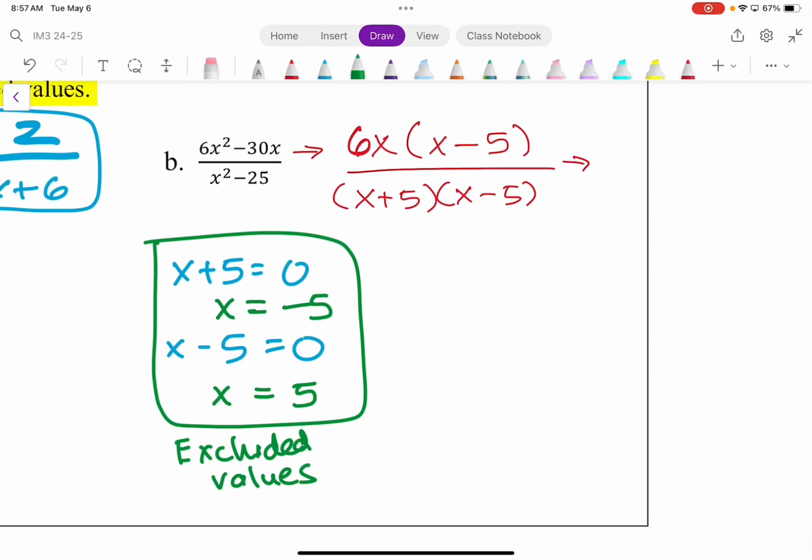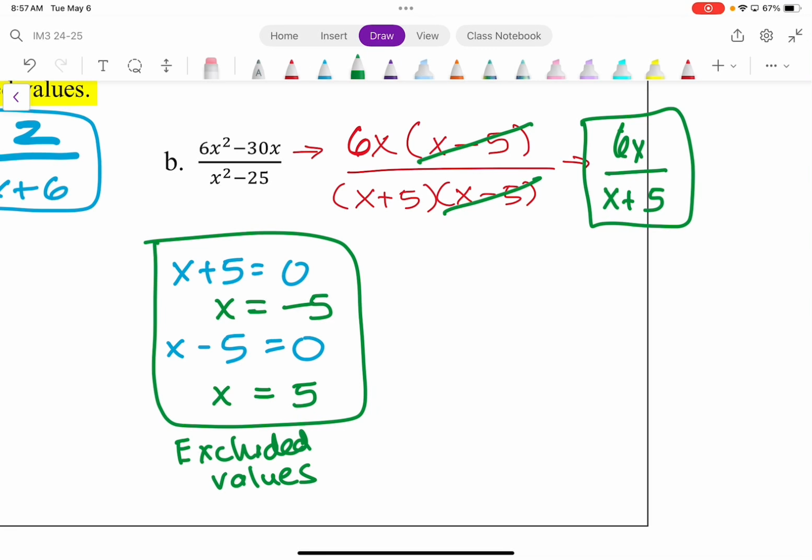Is there a 6x underneath that I can cancel out? No, we only have a 6x on top. Is there an x minus 5 underneath that I can cancel out? Yes, I can take this x minus 5 and this x minus 5, and my final answer will look like this: 6x over x plus 5. That is my simplest form. Okay.